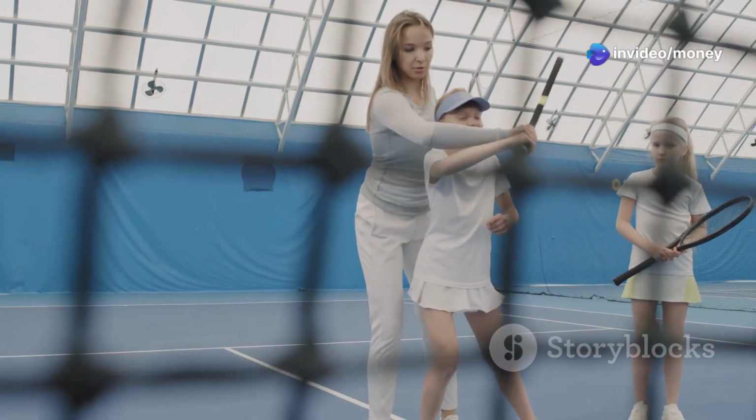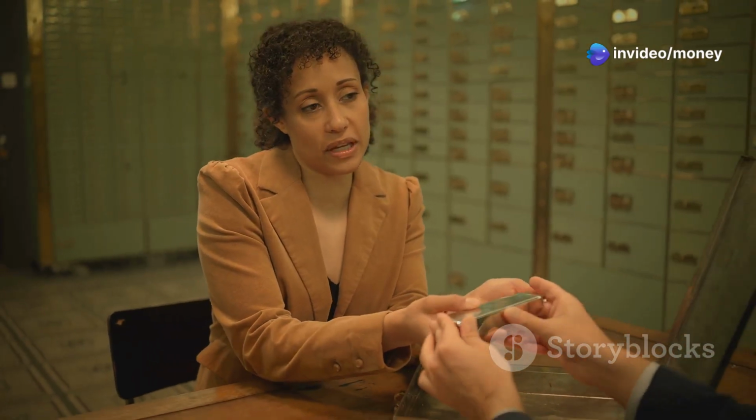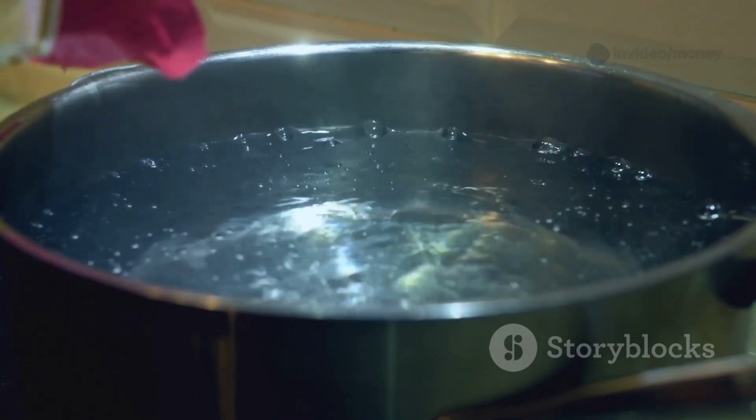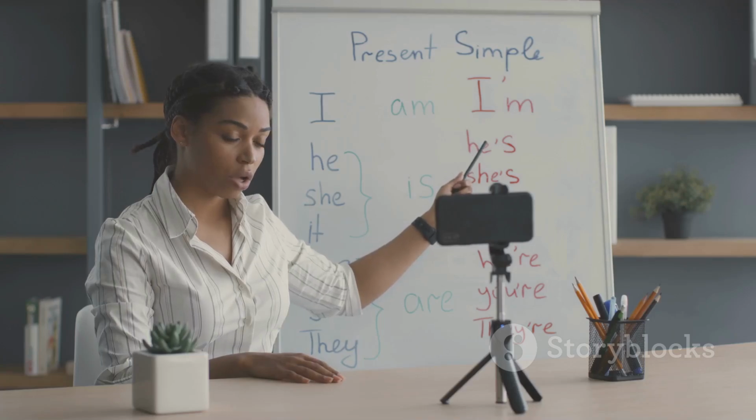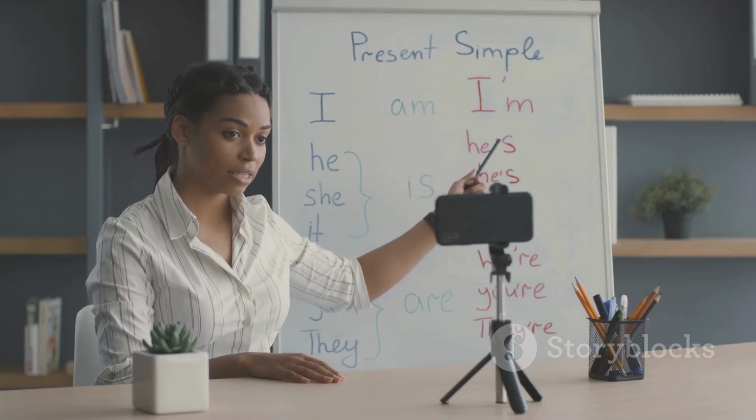For example, we play tennis on Saturdays. Another example is she works in a bank. Water boils at 100 degrees Celsius. Understanding this simple rule for the third person is important for accuracy.